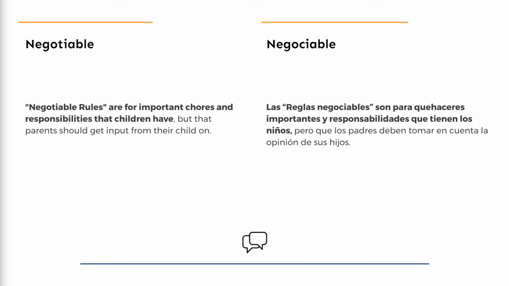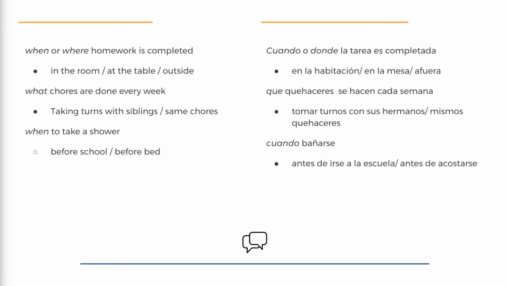Negotiable. Negotiable rules are for important chores and responsibilities that children have, but that parents should get input from their child on, such as when or where homework is completed, in the room, at the table, or outside. Or how about what chores are done every week? Taking turns with the siblings, or doing the same chores every week? Or how about when to take a shower, like before school or before bed?